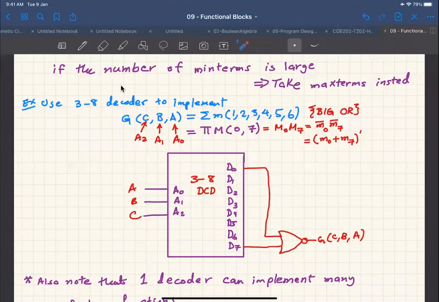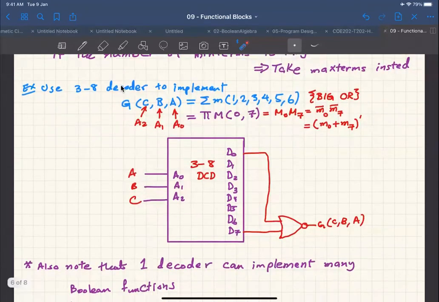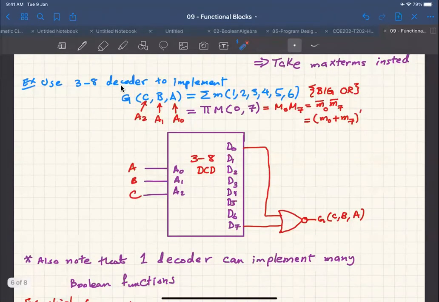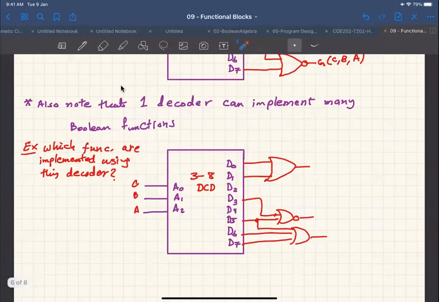Also notice that one decoder can implement many functions, not just one function. Because you have access to all of the minterms, you can construct as many functions as you want. So this is an example where we are constructing, for example, 3 functions.